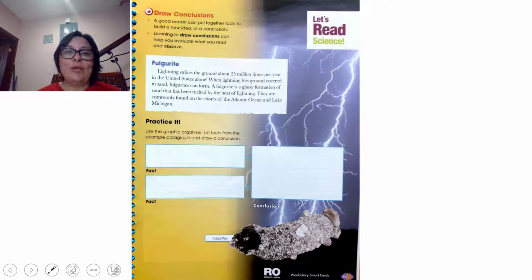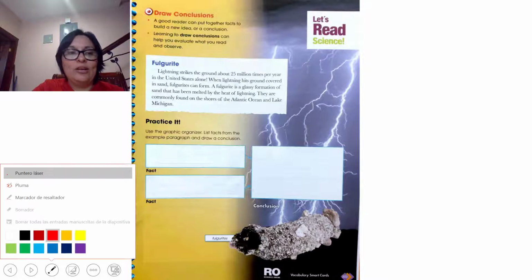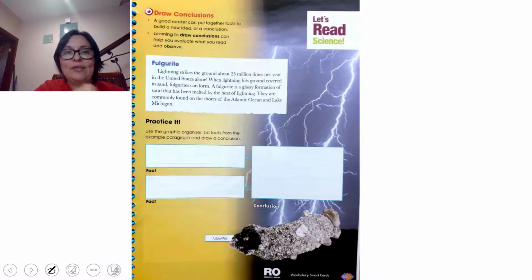And in 223, we are going to review something that you already know about facts and then drawing conclusions from the facts. Remember that a good reader can put together facts to build a new idea or conclusion. Learning how to draw conclusions can help you to evaluate what you read and observe. So right now, guys, we are going to read this part here that says fulgurite.